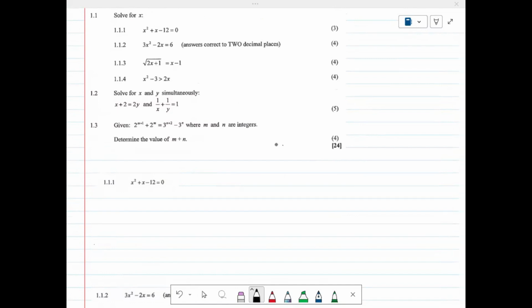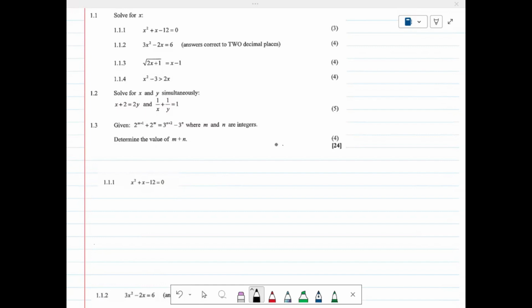Question 1, we have x squared plus x minus 12 is equal to 0. This you should recognize as a quadratic equation because x is squared. To solve a quadratic equation, we have all of these components on one side of the equation and equate it to 0. From there, we can factorize.